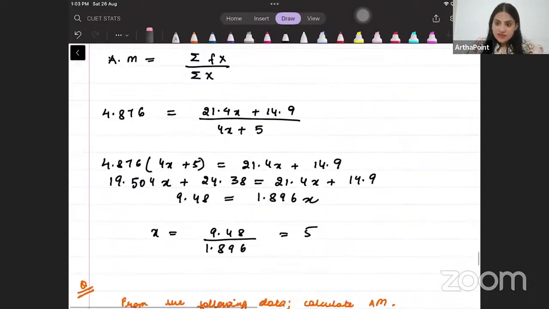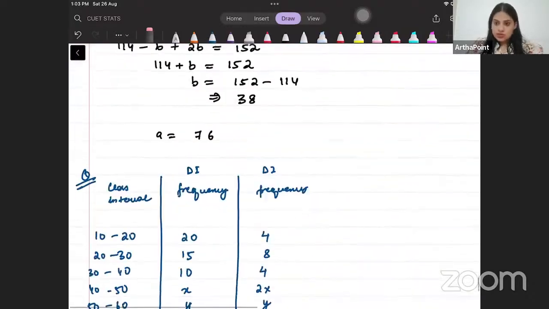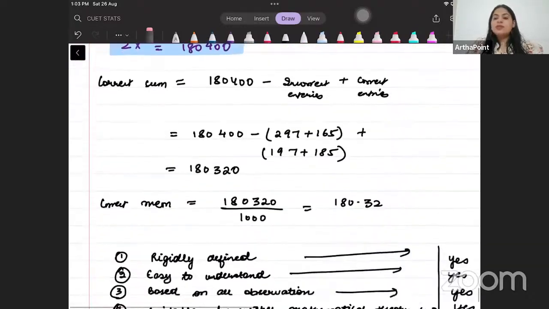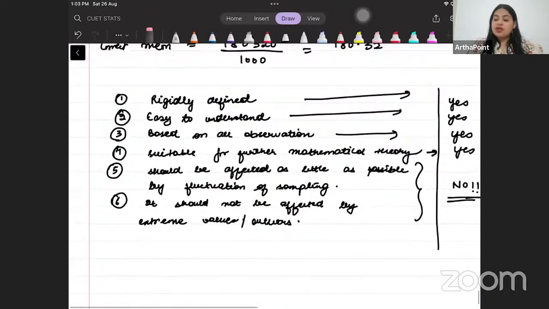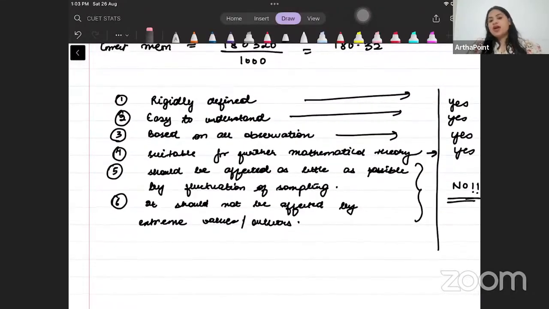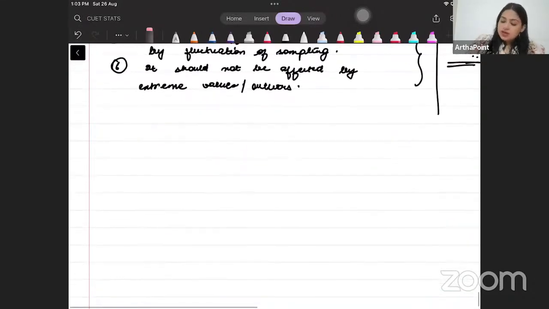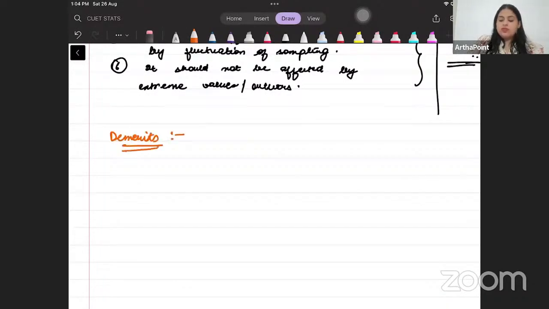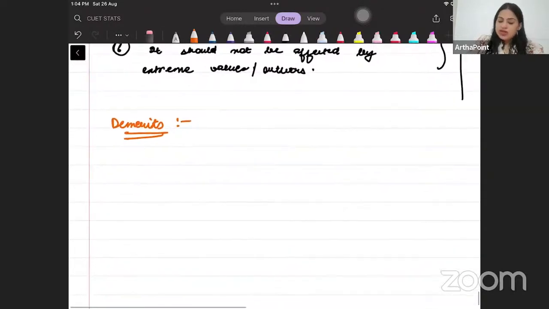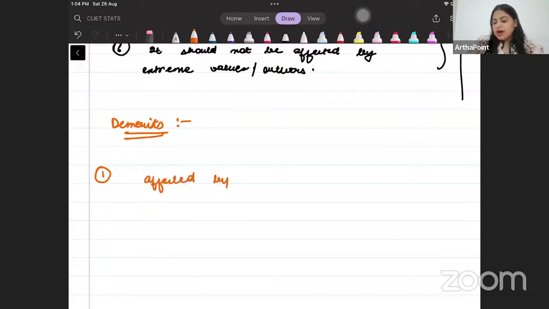So mean satisfies a few of the properties of central tendency, but some of the features are not satisfied by mean. So from here, you must note down all the demerits of mean. We have already done this, but let's quickly write them down. First, it is affected by extreme values.